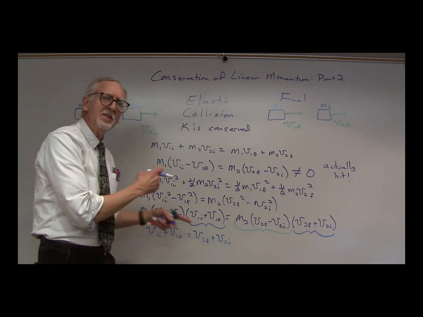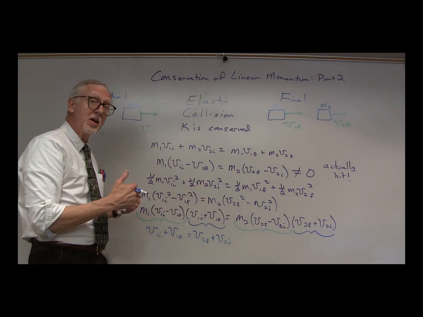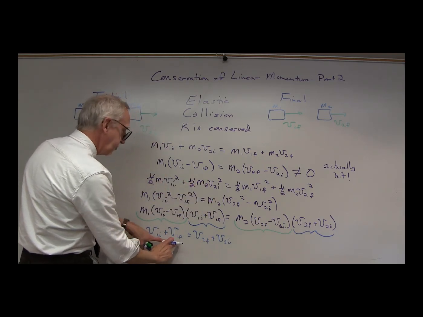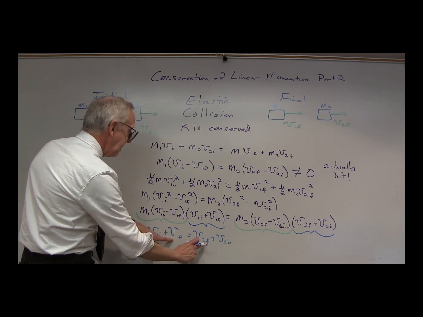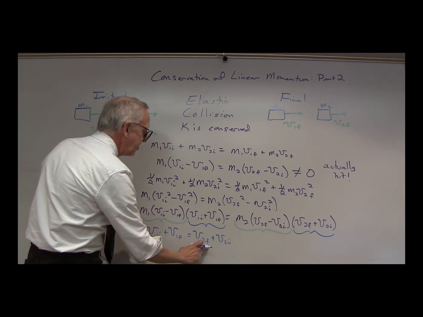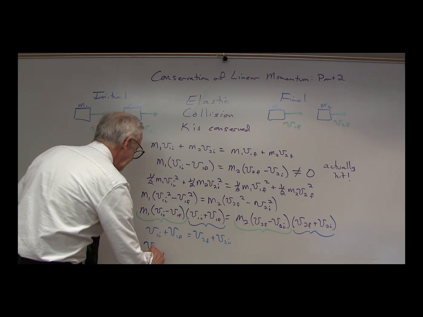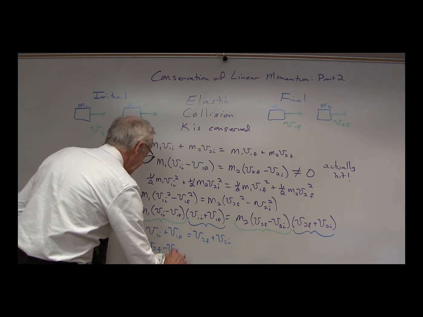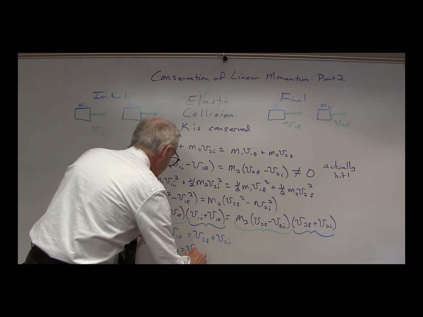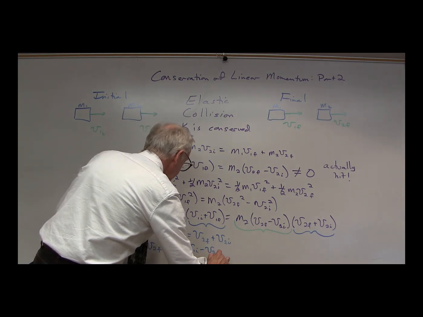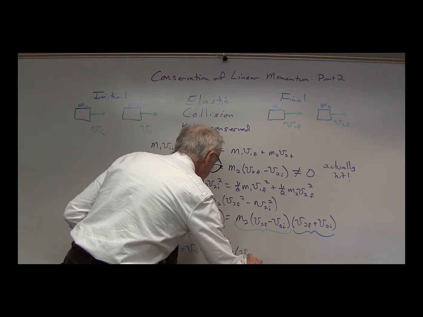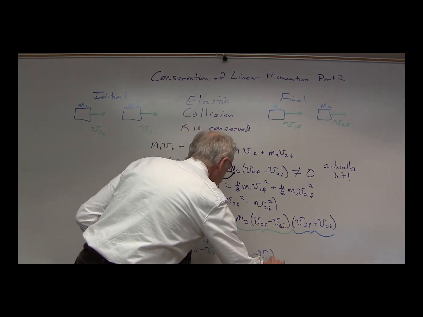Now, rather than getting the 1s on one side and the 2s on the other, I want to get the initials on one side and the finals on the other. So let's bring V2 final over here. Or, let's bring these over here actually. So V2 final minus V1 final. So that's bringing that over there. Let's bring this over here. Will equal V1 initial minus V2 initial. Or, I'm going to pull out a negative sign, negative V2 initial minus V1 initial.